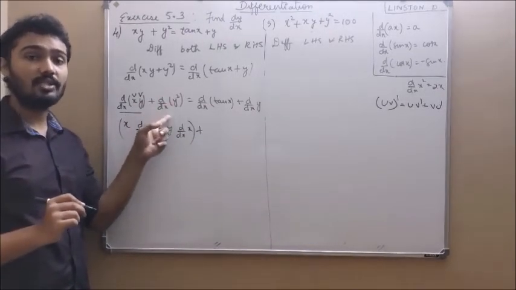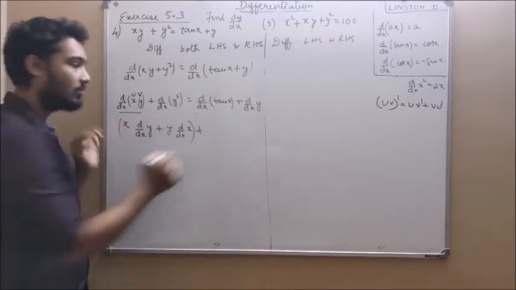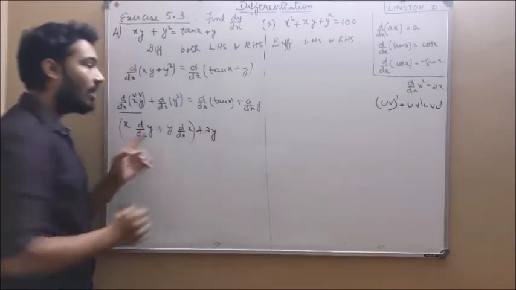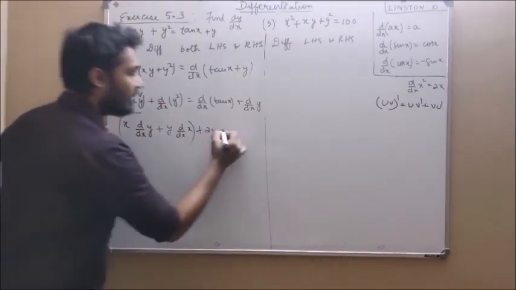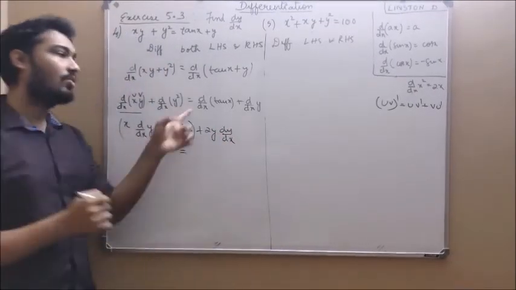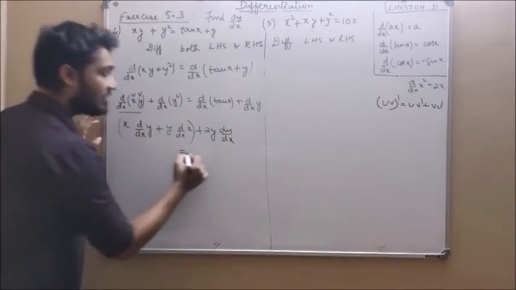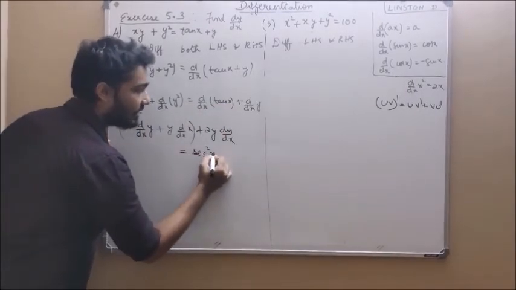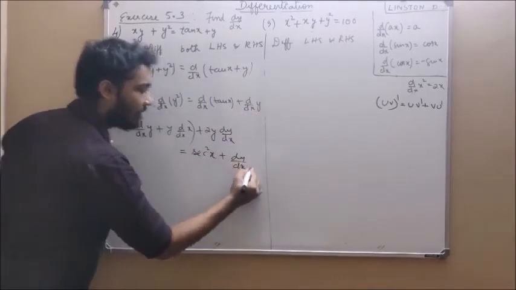What is d by dx of y square? Differentiation of x square is 2x. So here y square is there, so it is 2y. I told you if it is a dependent variable, then dy by dx, which is equal to, now right side, differentiation of tan x. What is differentiation of tan x? Differentiation of tan x is secant square x plus dy by dx.